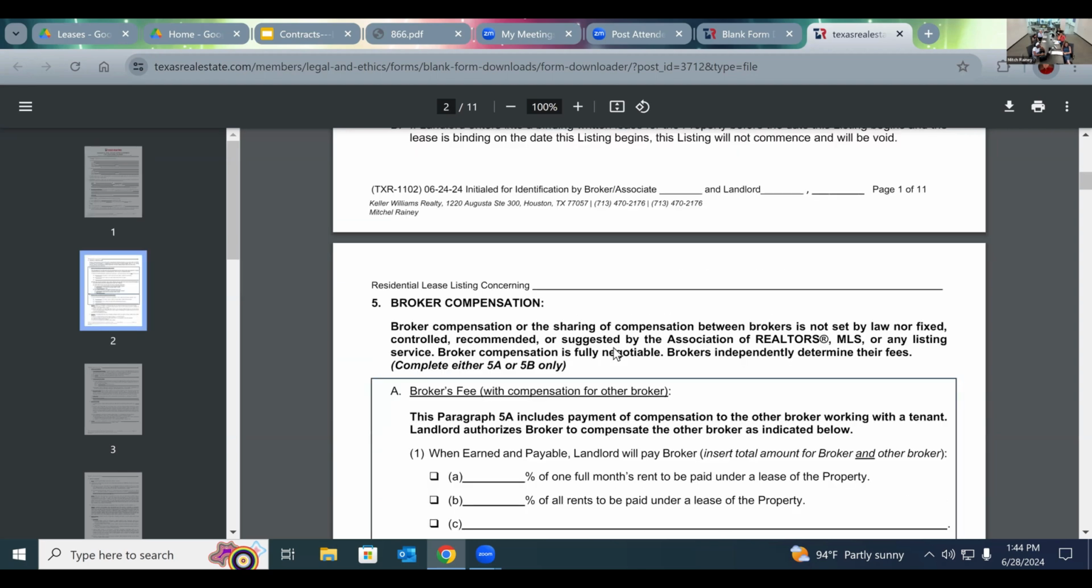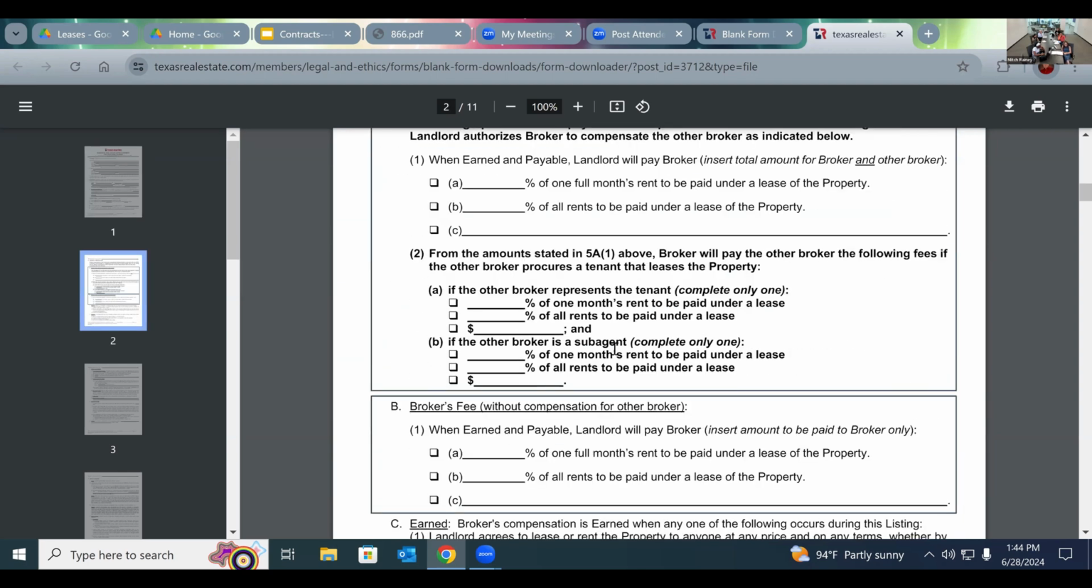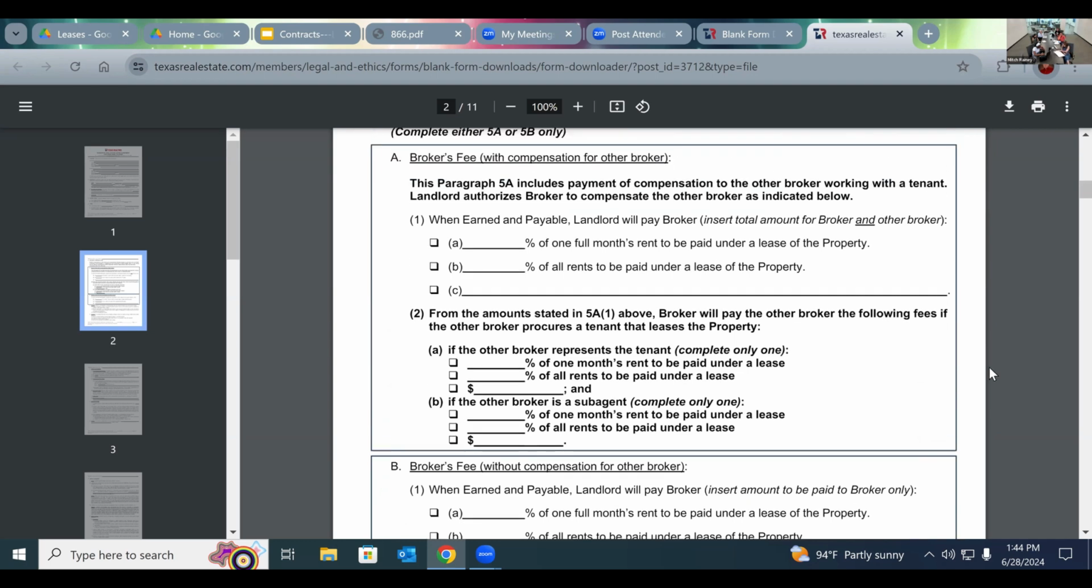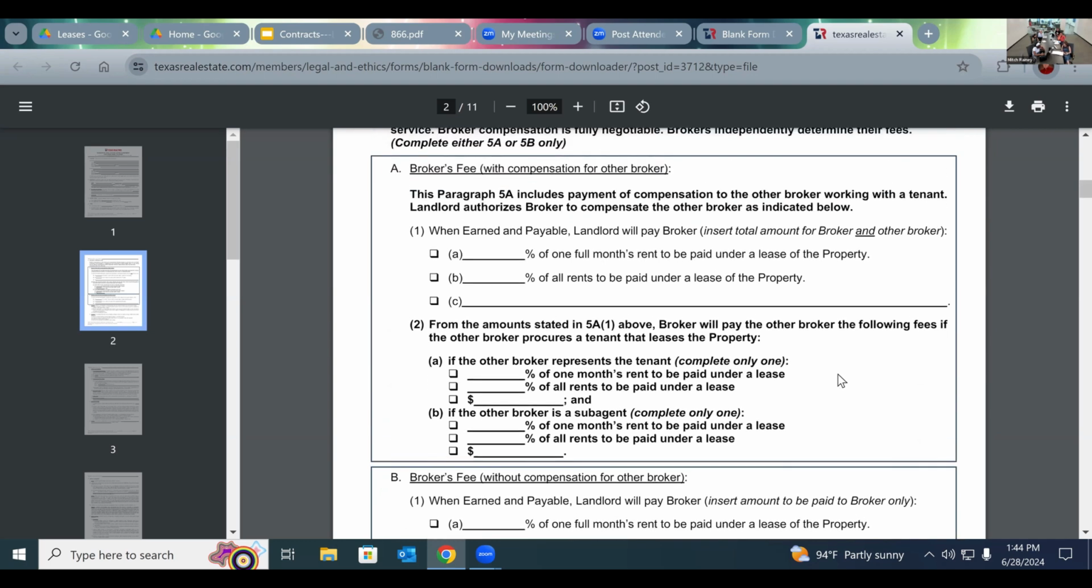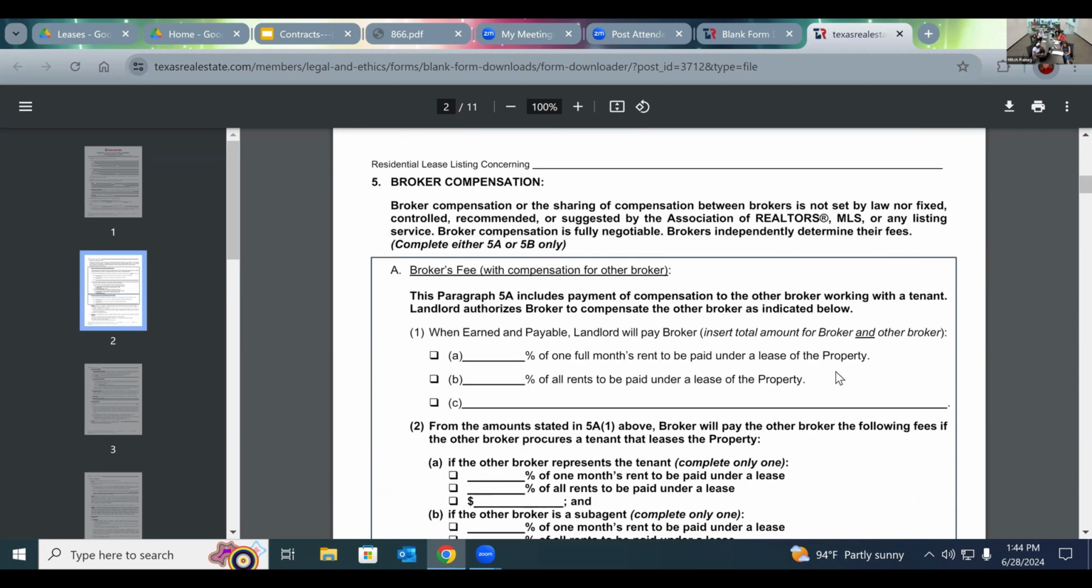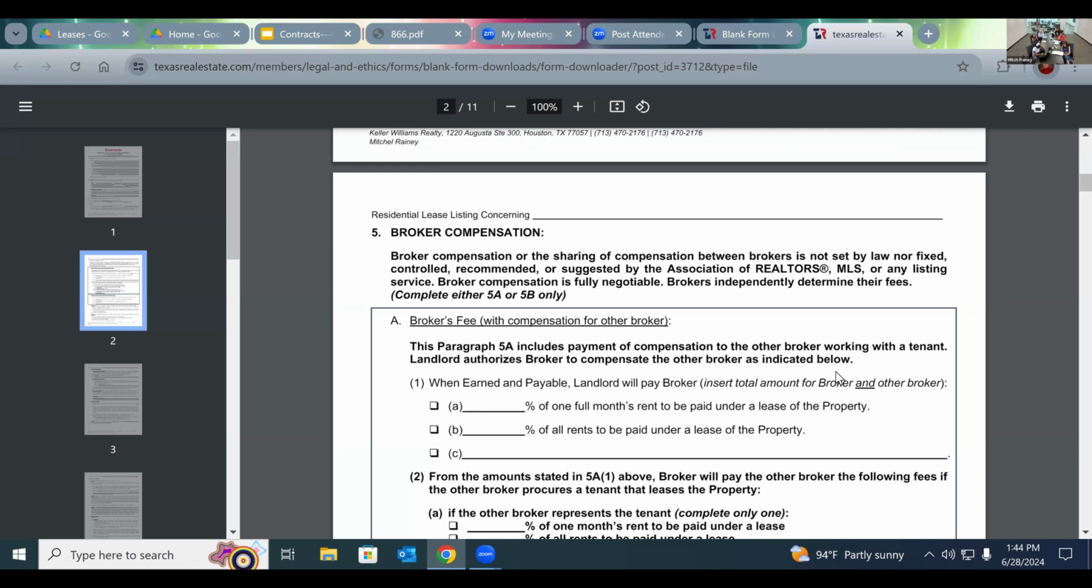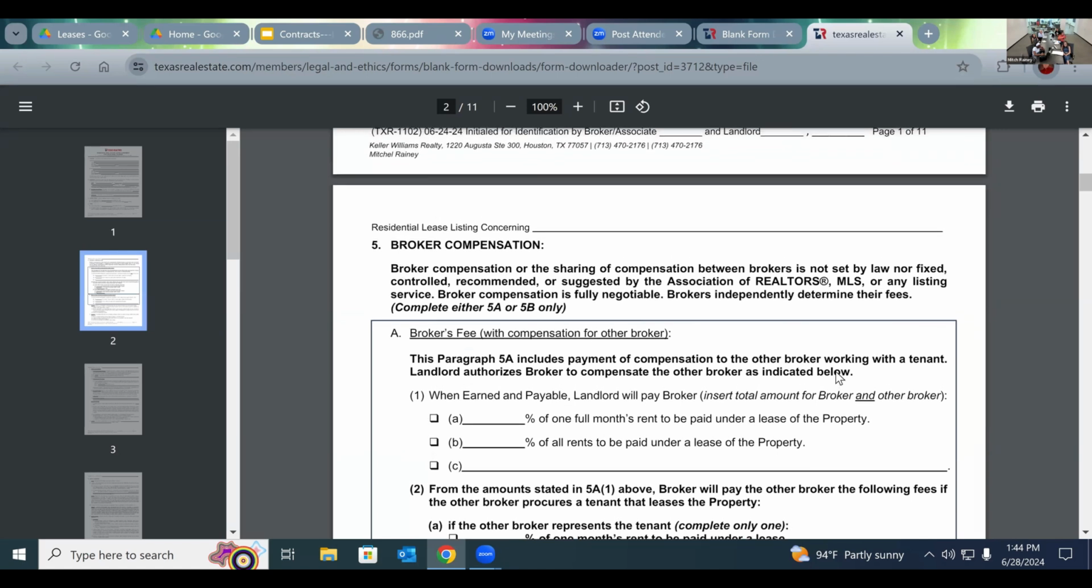Broker compensation. This is the big change as of Monday. Brokers' compensation or sharing compensation between brokers is not set by law nor fixed, controlled, recommended, or suggested by the Association of Realtors, MLS, or any listing service. Broker compensation is fully negotiable. Brokers independently determine their fees. That's part of the lawsuit, the settlement. That has to be conspicuous. That's why these were all moved from paragraph 5 and paragraph 8 into paragraph 5.